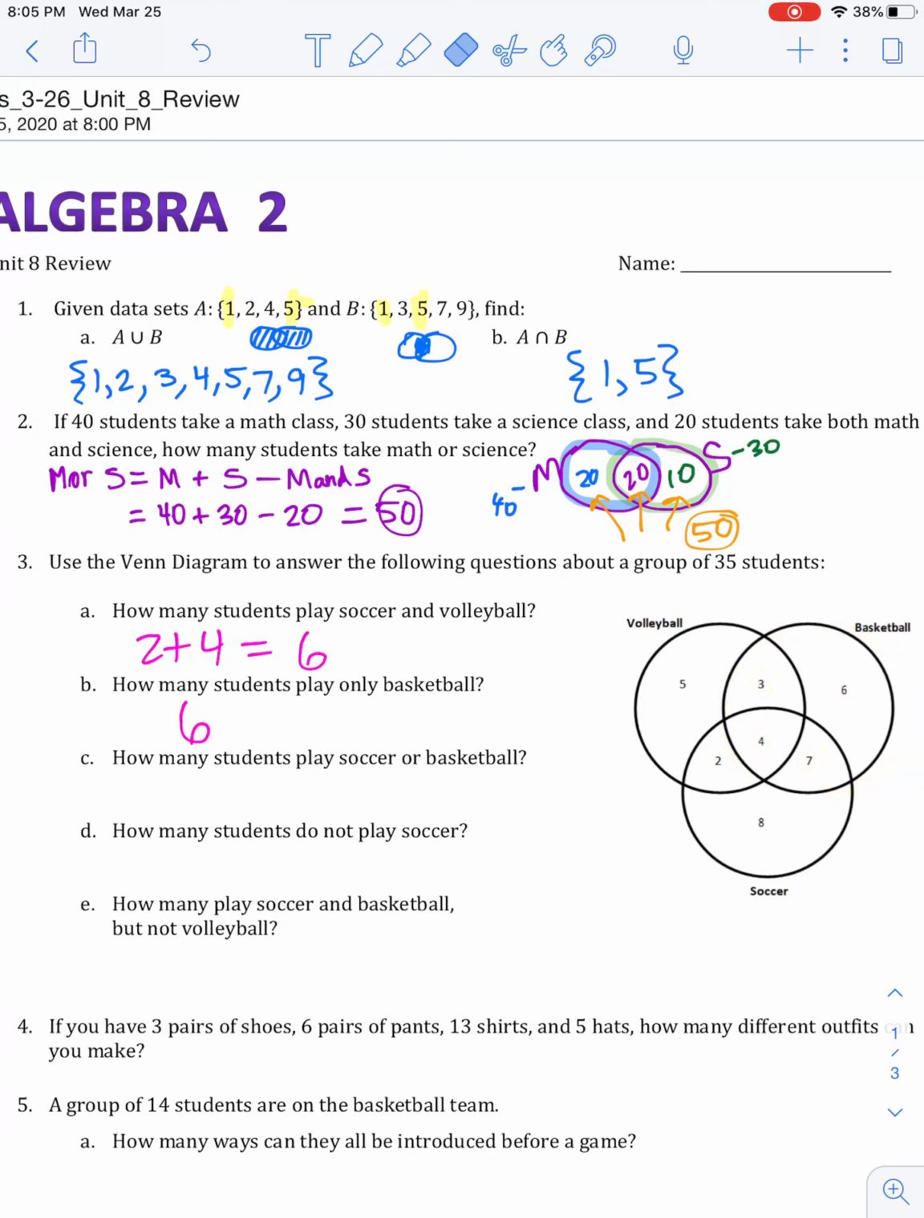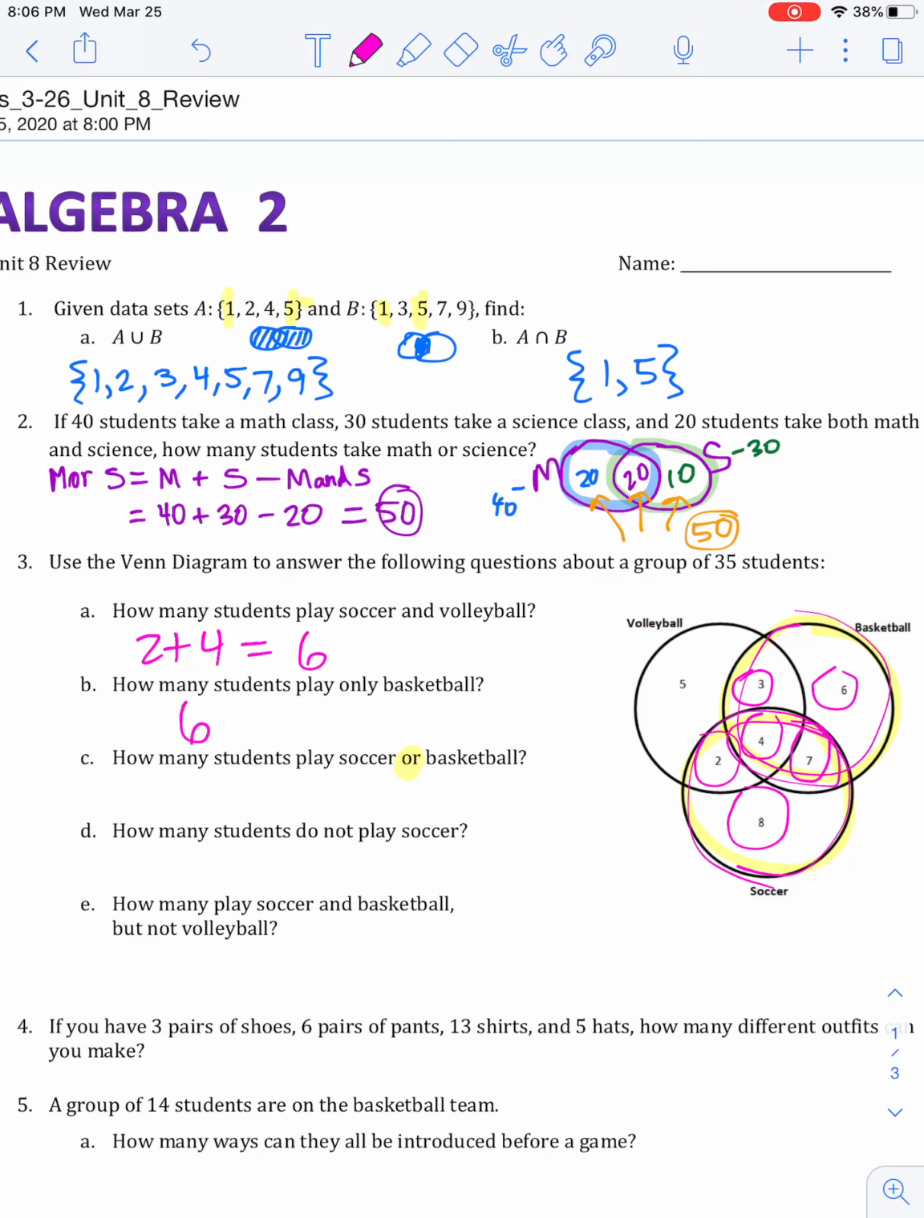All right, part C. How many students play soccer or basketball? So here's soccer, here's basketball, and it says or, which, just like number 2 above, I could add the total of all the soccer players and then all the basketball players and then subtract those 11 that I counted twice. Or I could simply add these 6 numbers together. So I'm going to go ahead and do it that way.